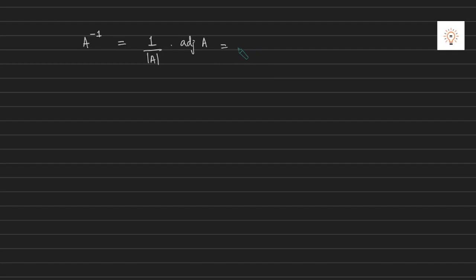So here in this case it will be just 1 by 5. Determinant of A is 5, and we just got the adjoint matrix as -2, 1, 4, 5, -5, -5, -1, 3, 2. So this is the inverse of matrix A.